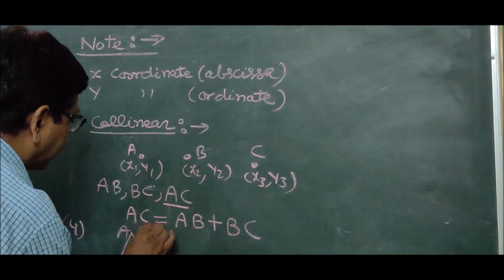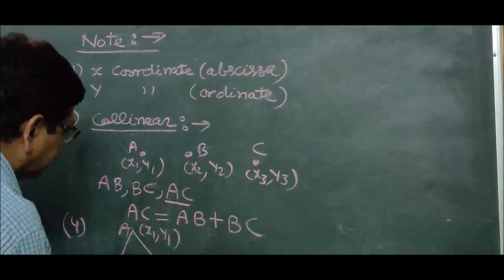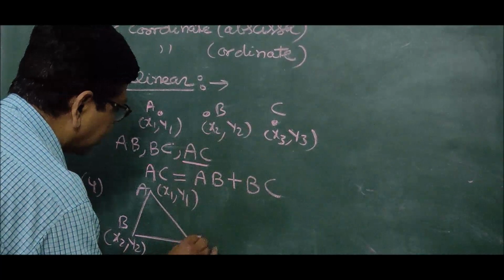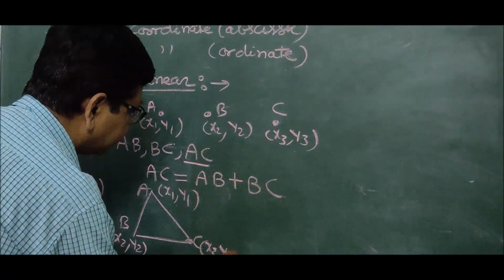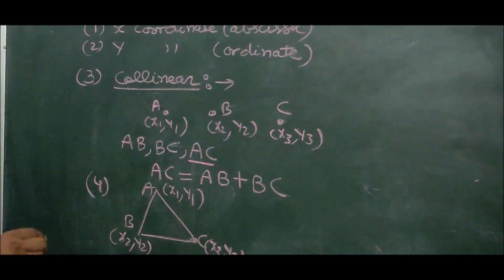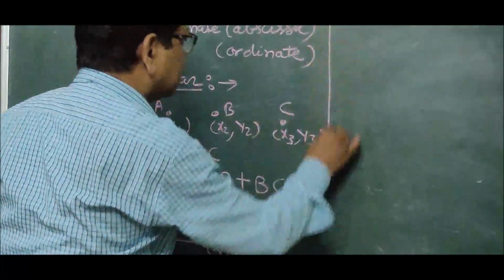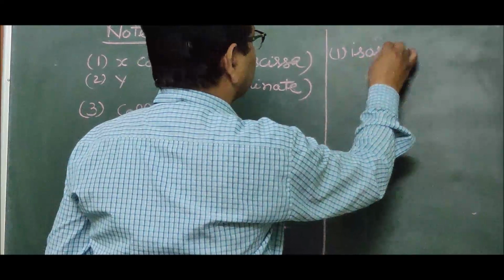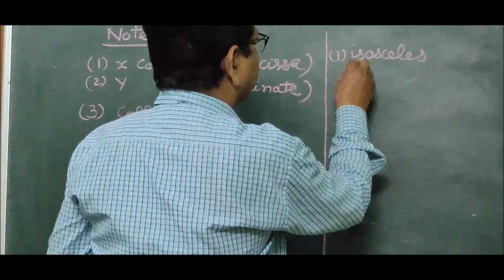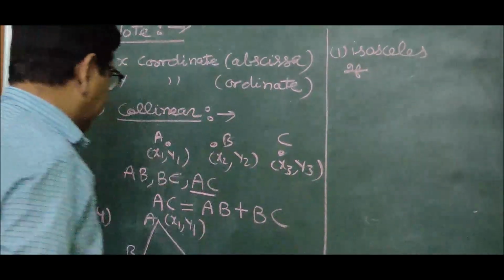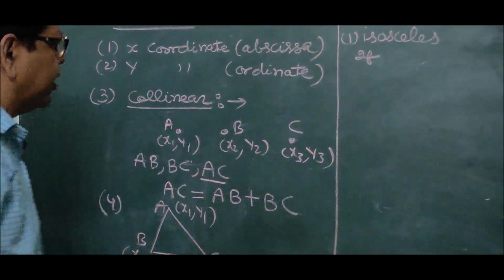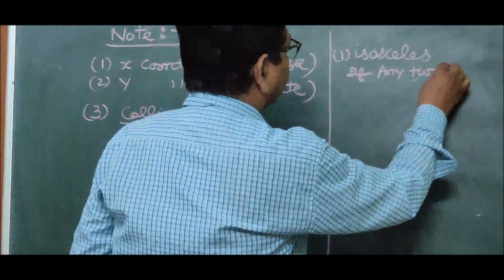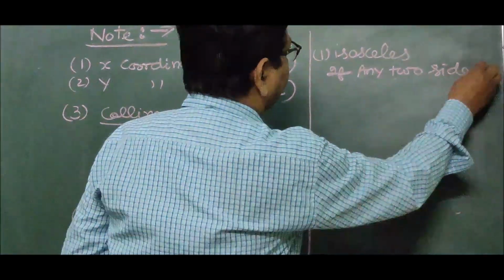Now fourth point, if the vertices of a triangle are given, A has the vertex x1, y1, B has the vertex x2, y2, and C has the vertex x3, y3. This triangle will be an isosceles triangle if you show that any two sides are equal.